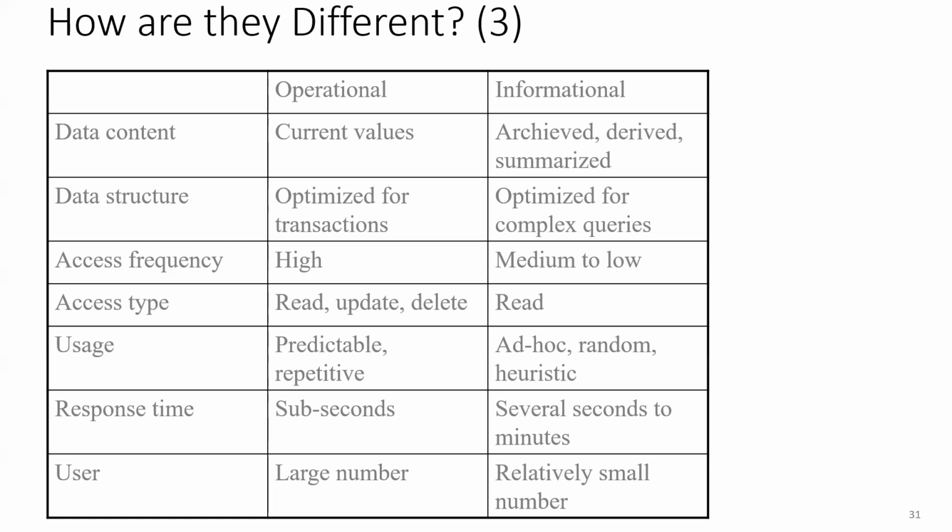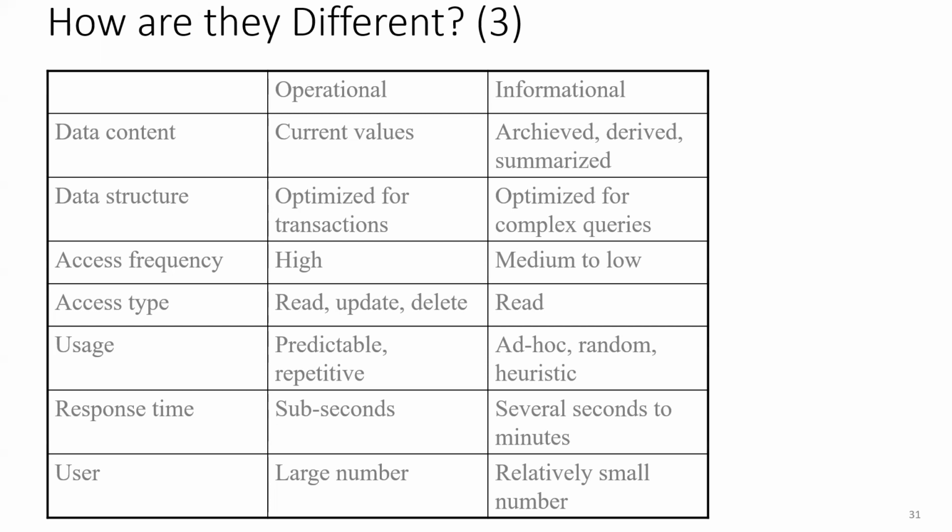Okay, the access type of an operational database is read, update, delete. All the things are possible. Add something, delete something. But in informational, it is mostly read. They only just read some data. Okay, they summarize the data, but they don't add new data, or they don't change the data inside the data warehouse. The usage of an operational database is predictable and repetitive. Predictable means we may know how this will be used. Okay, and repetitive means it is used again and again, the same things. Okay, people come, they buy something, and they go, and whatever they buy, it is recorded into the operational database.